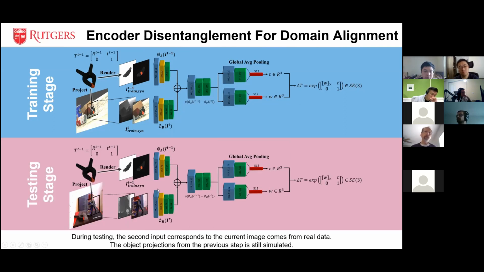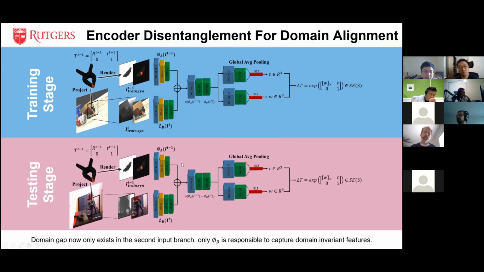And by this feature disentanglement, we can see that the only difference between the training stage and testing stage is the branch B. So in this case, by this feature encoder disentanglement, the domain shift only exists in the branch B, and only the encoder phi B is responsible for capturing the domain invariant features, while phi A is always capturing the synthetic, only needing to care about the synthetic domain features, both in the training and the testing.